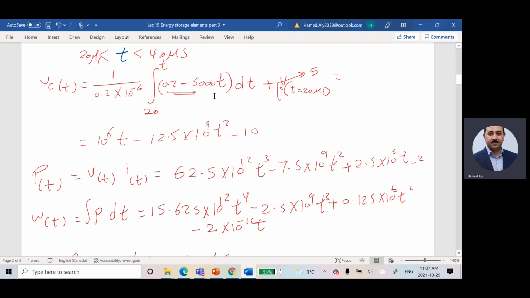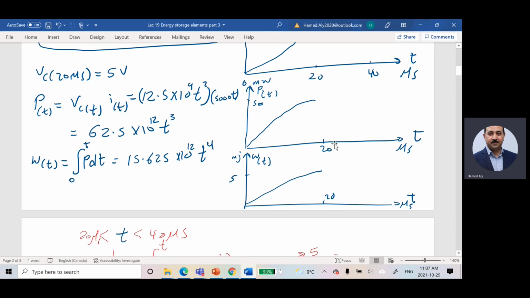And for this side, I have 5,000 t squared over 2. So 5,000 over 2 multiplied by open brackets, t minus 20 all squared. Not t squared, t minus 20 all squared. And then simplify that after adding 5 to it, it will give you that equation. Got it?